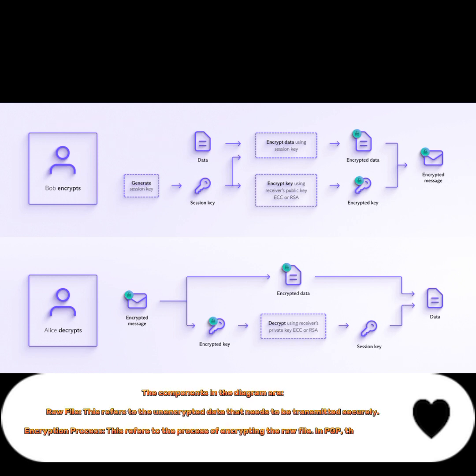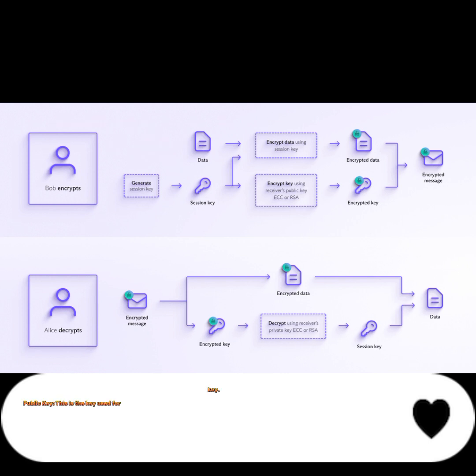The components in the diagram are: Raw file. This refers to the unencrypted data that needs to be transmitted securely. Encryption process. This refers to the process of encrypting the raw file. In PGP, this is done using a symmetric encryption algorithm with a randomly generated encryption key.